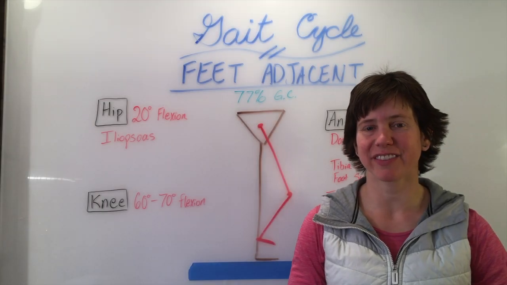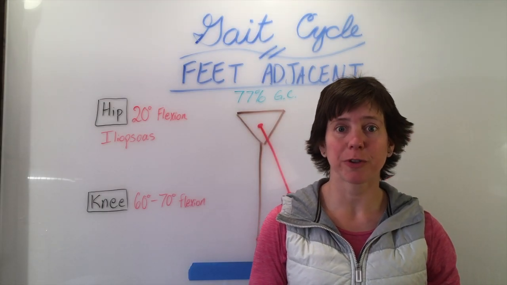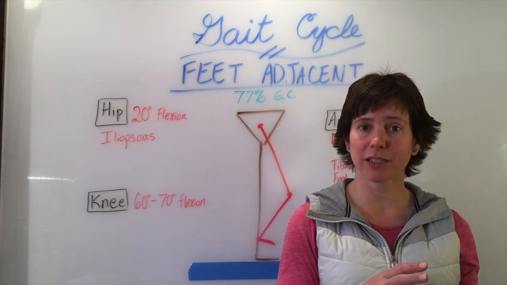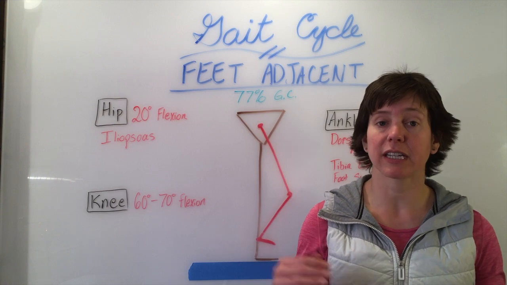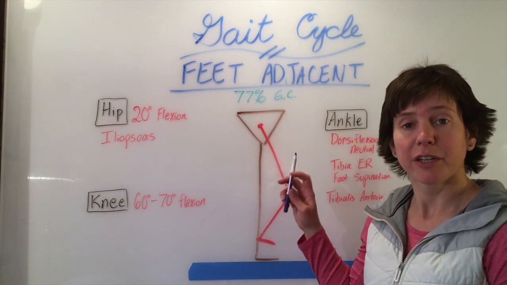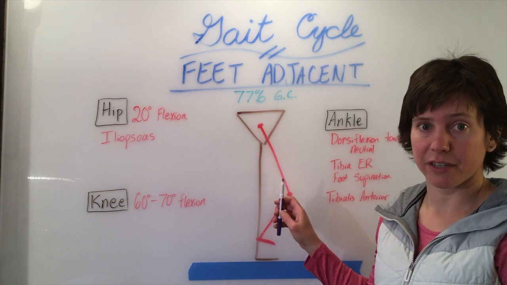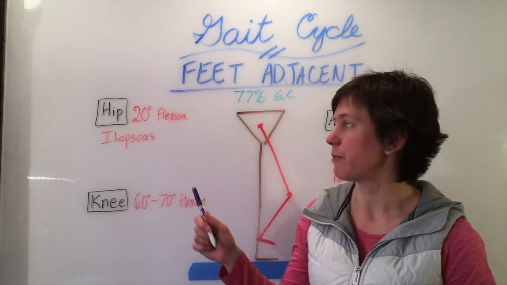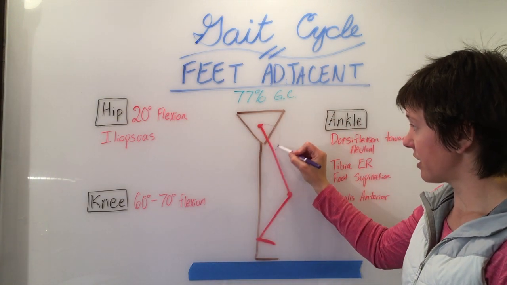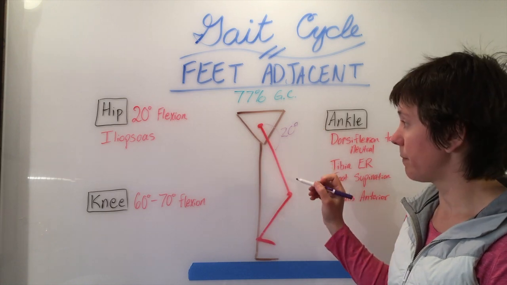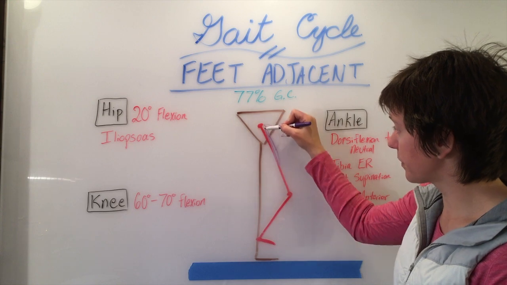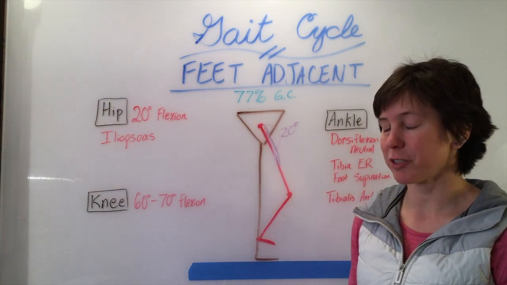The next event of the gait cycle is feet adjacent. This occurs at about 77% of the gait cycle, and it is the end of the initial swing phase and beginning of the mid-swing phase. And this picture represents the gait cycle at 77%. So let's look at the hip first. The hip now has moved from max extension and now is in 20 degrees of flexion. And the iliopsoas is the prime hip flexor to move the hip into this position.